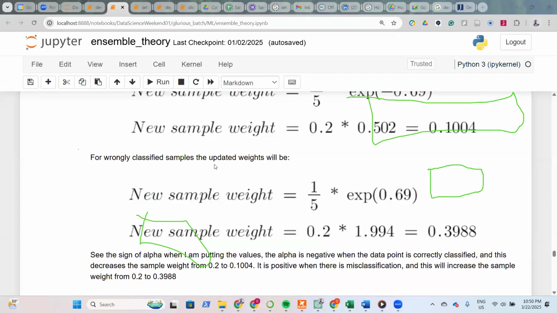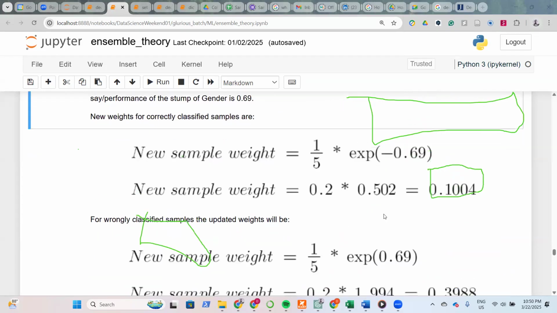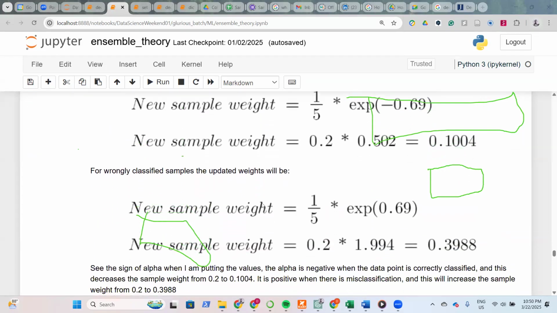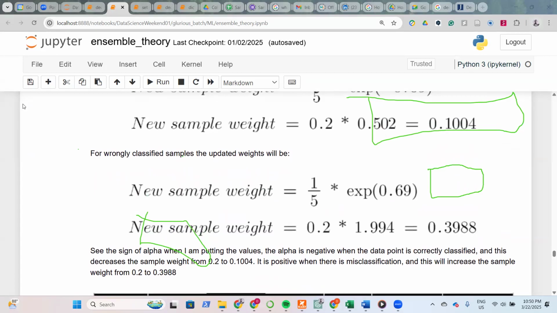For the wrongly classified sample, the updated weight will be, instead of using minus here, you notice we have not used minus, so there's a plus. We have used plus, but in mathematics, it doesn't make sense to write plus 0.69, because by default the sign is positive. So that's why we've used 0.69 directly without the minus. Here we use the minus, but here we've not used it because that is the record that was wrongly classified. And so when you calculate the new weight for that record, this is the value that you're going to have.